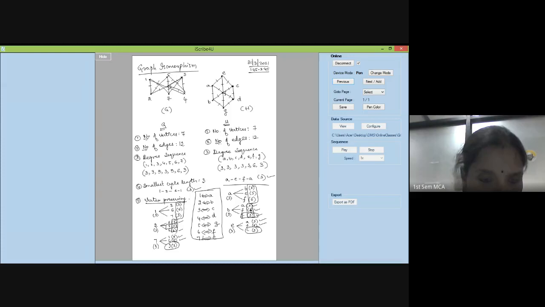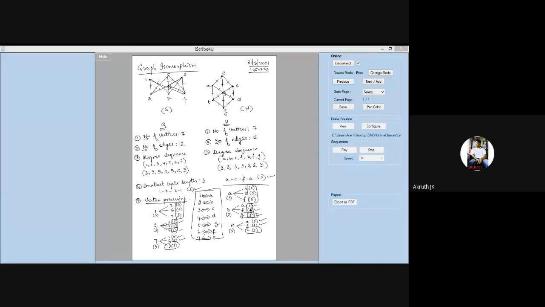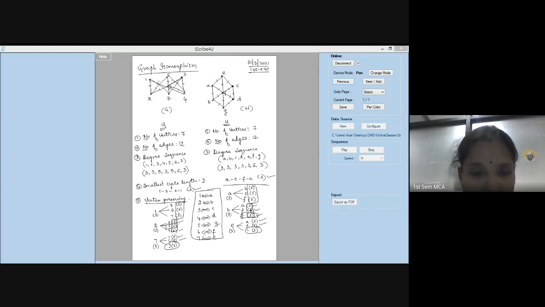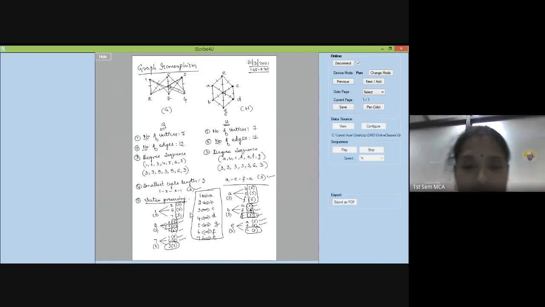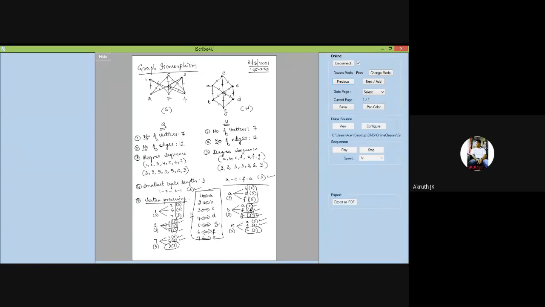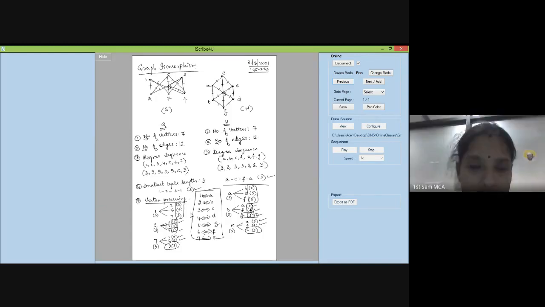Who is this? Ma'am, Akrut. Yes, Akrut. Tell me, what is your doubt? Ma'am, we have to take that vertices according to you, ma'am. I don't know how to take that vertices. No, how to take vertices means which step you are having doubt, that you tell me. Ma'am, in that step 5, ma'am. Vertex preserving. How vertex preserving, how we are trying to take it as equivalent. That is your doubt. Yes, ma'am.